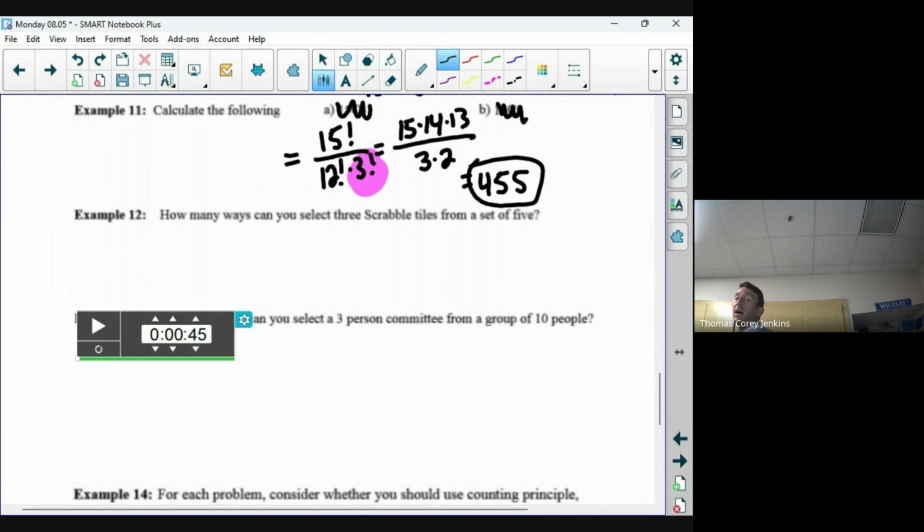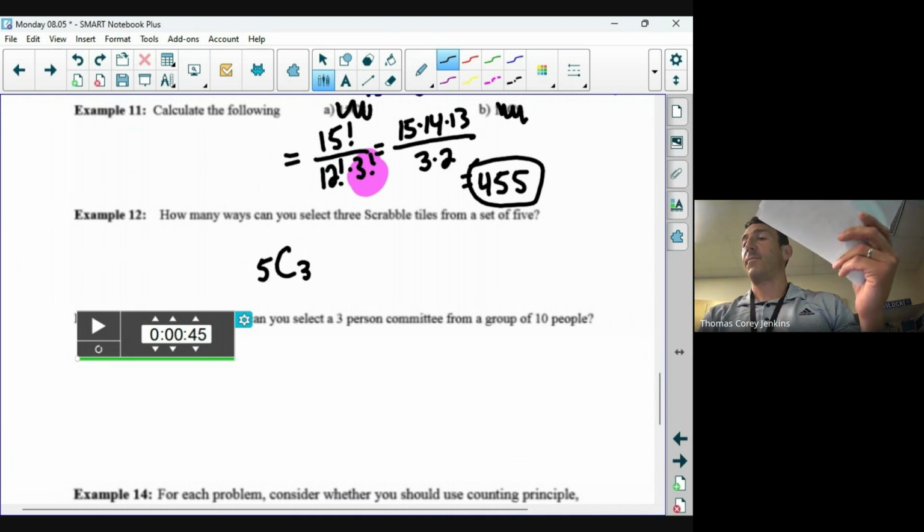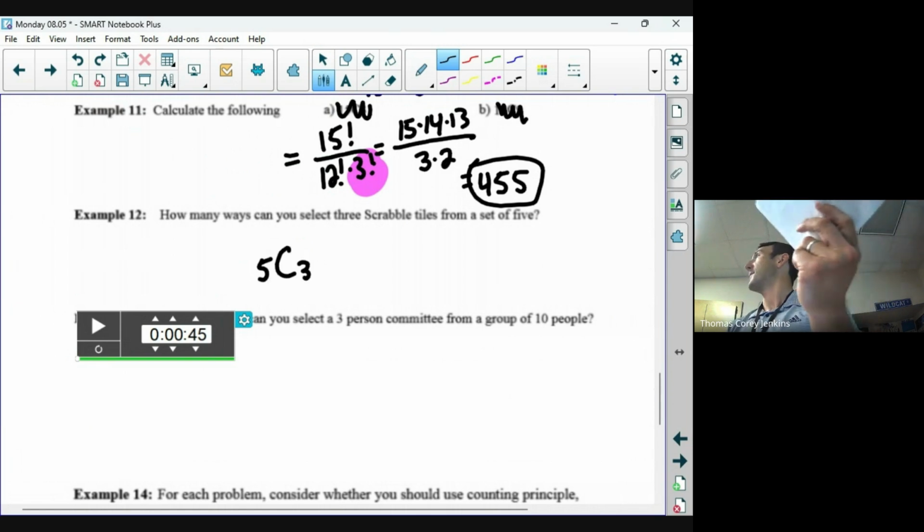All right. In how many ways can you select 3 Scrabble tiles from a set of 5? Assume there aren't any repeats. So just a random group of 3. The big number is always on the outside, because that's what we're choosing from. So this would be 5 choose 3. That's the setup. If we have a graphing calculator, we just start typing at this point.